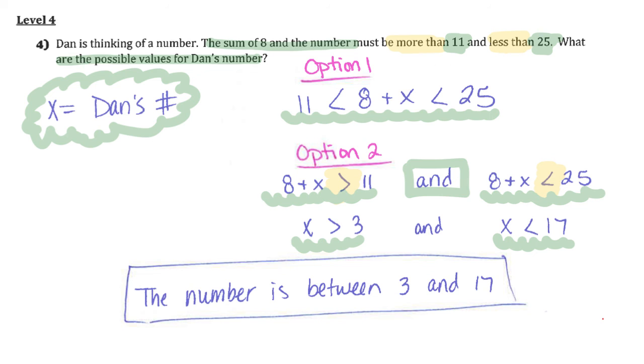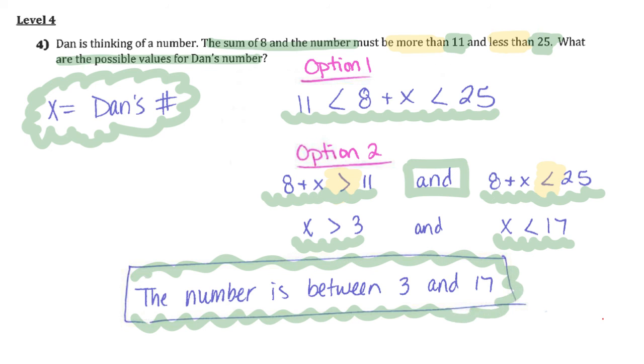So because it's an and, we're looking for that overlap. So we only want to include numbers bigger than 3 and smaller than 17. So what that tells me is the number Dan is thinking of is in the middle somewhere between 3 and 17. So I actually want to answer that question. Don't just leave it as x greater than 3 and x less than 17. Actually answer the question here. Say something about, oh, the number Dan's thinking of has to fall between 3 and 17. Okay, so actually answer that final question there. Tell us, what does the x mean for your answer?